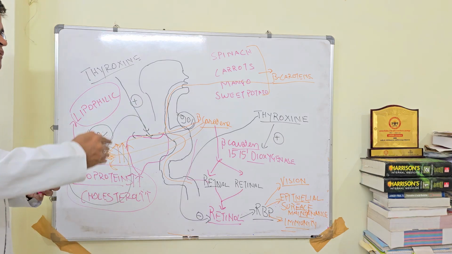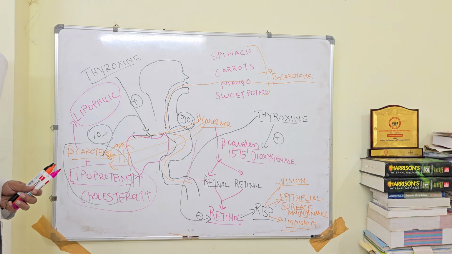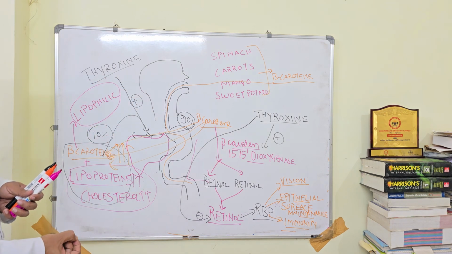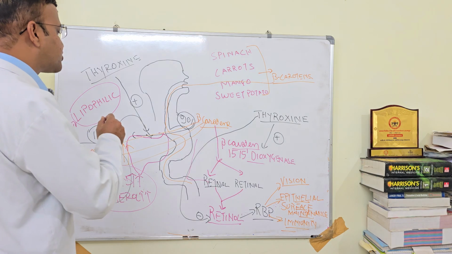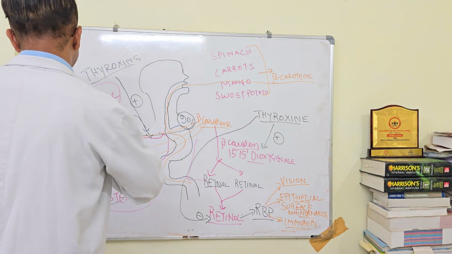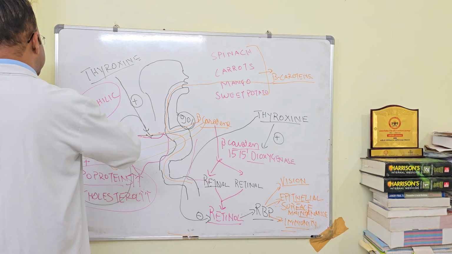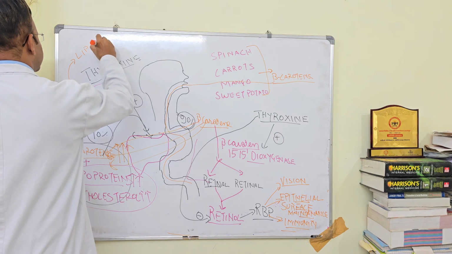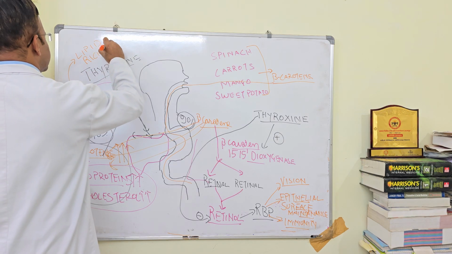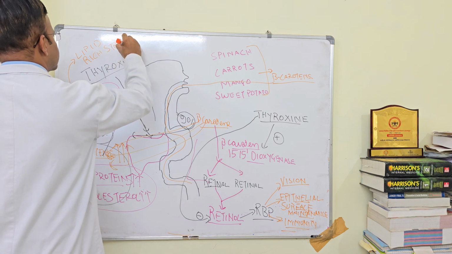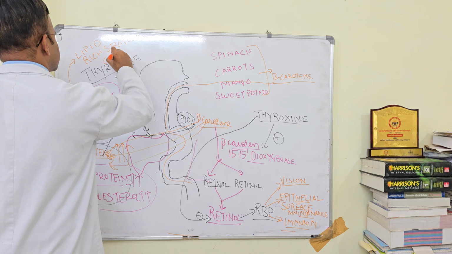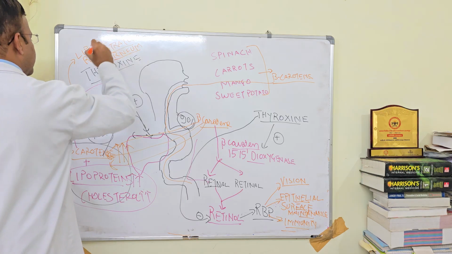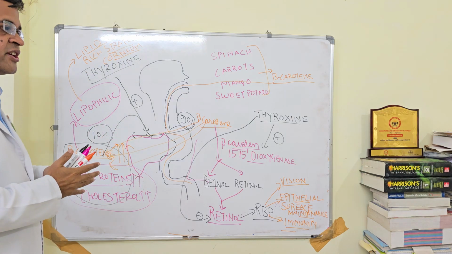Now since it is lingering in blood for a longer time, there is a higher chance of its deposition in lipid rich tissues, right? One lipid rich tissue is the stratum corneum of the skin, right? So it goes and gets deposited in the lipid rich stratum corneum.